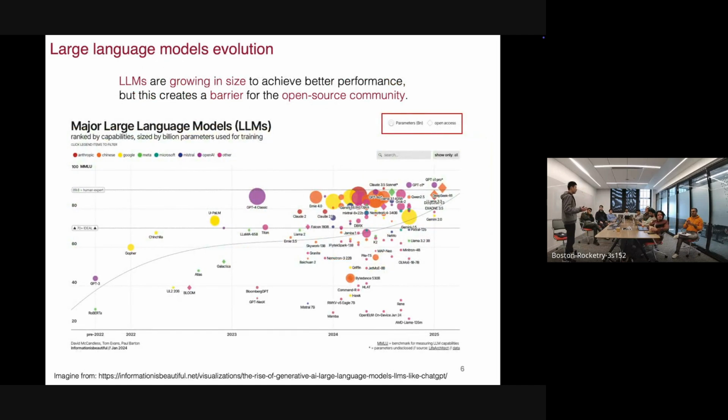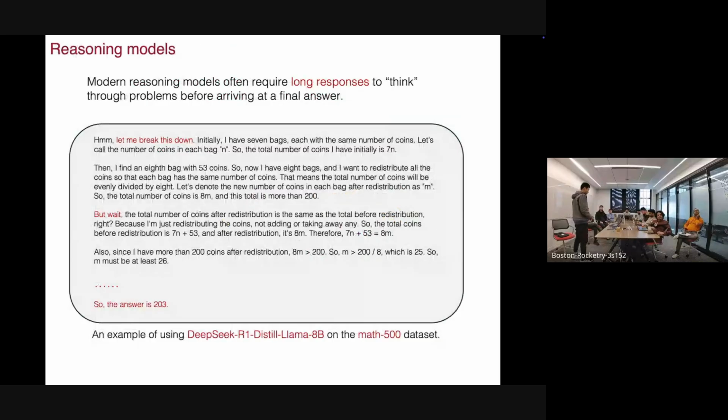So this is a concrete example of how large language models evolved. Here, the x-axis is the year, and the y-axis is the performance of the model. The size of either the circle or diamond represents the number of parameters a large language model has. And as you can see, the most recent advanced large language models, which give you good performance, are pretty big, right?